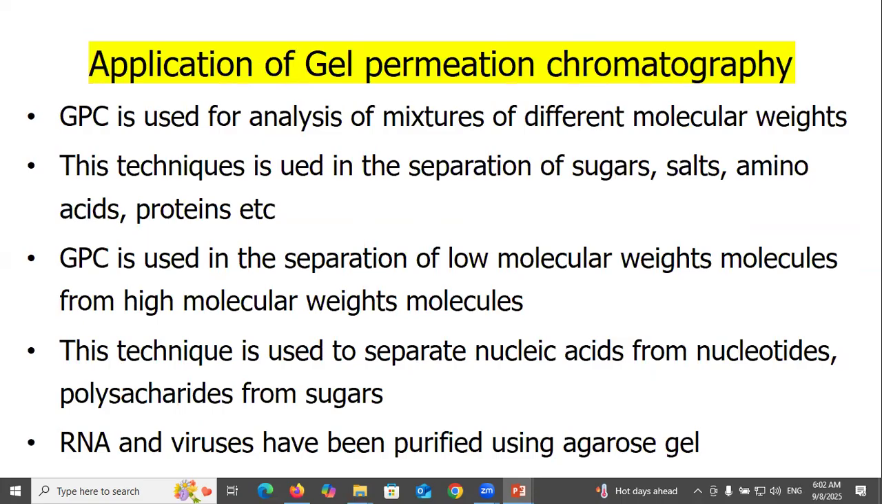Application of gel permeation chromatography. GPC is used for analysis of mixtures of different molecular weights. This technique is used in the separation of sugars, salts, amino acids, proteins. GPC is used in the separation of low molecular weight molecules from high molecular weight molecules. This technique is used to separate nucleic acids from nucleotides, polysaccharides from sugars. RNA and virus have been purified using agarose gel.